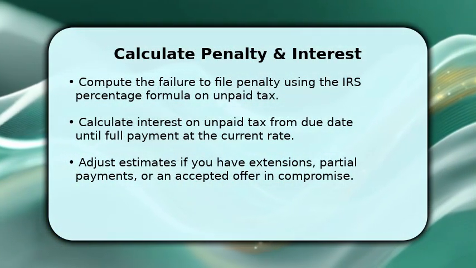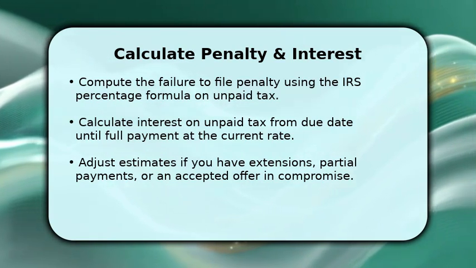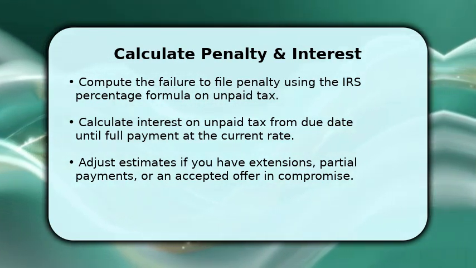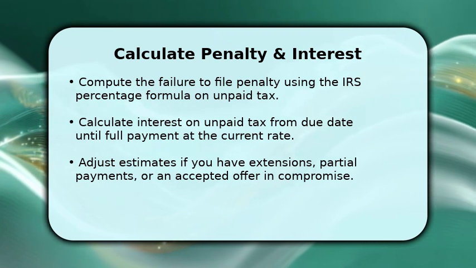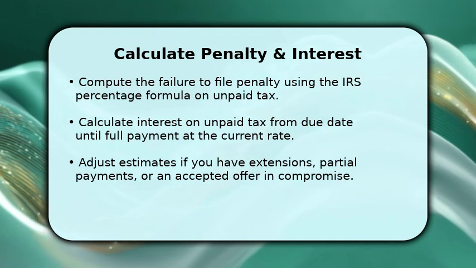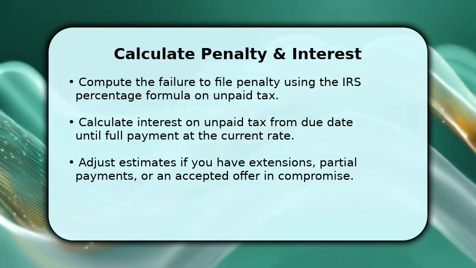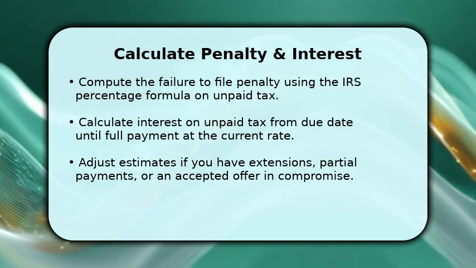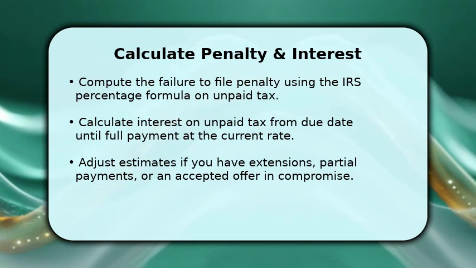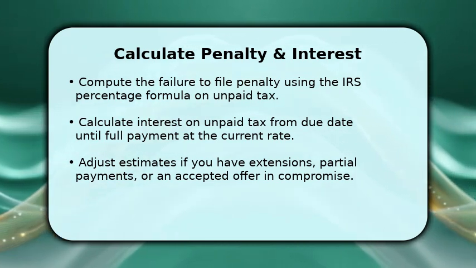Next, calculate penalties and interest so you know the total owed. Use the IRS percentages for failure to file and the current interest rate for unpaid tax, applied from the original due date to today. Include late payment penalties, if applicable, and subtract any payments or credits already posted. If you had an extension, adjust your timeline accordingly to avoid overstating the amount.